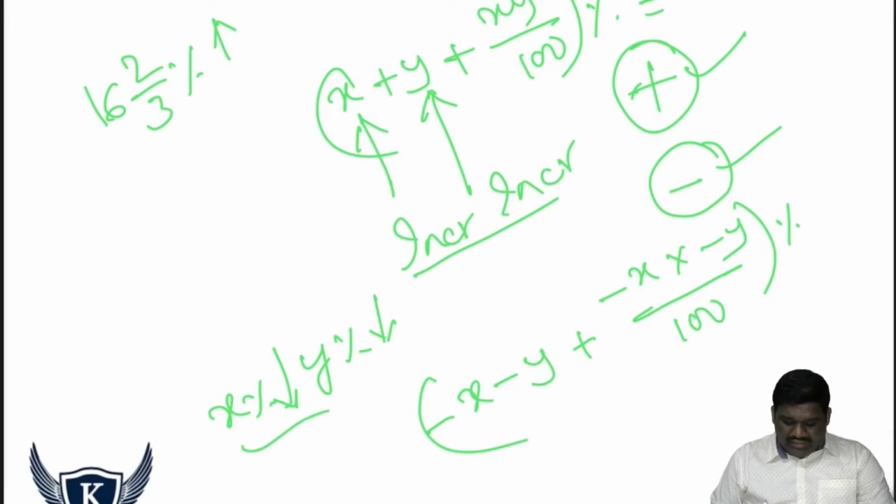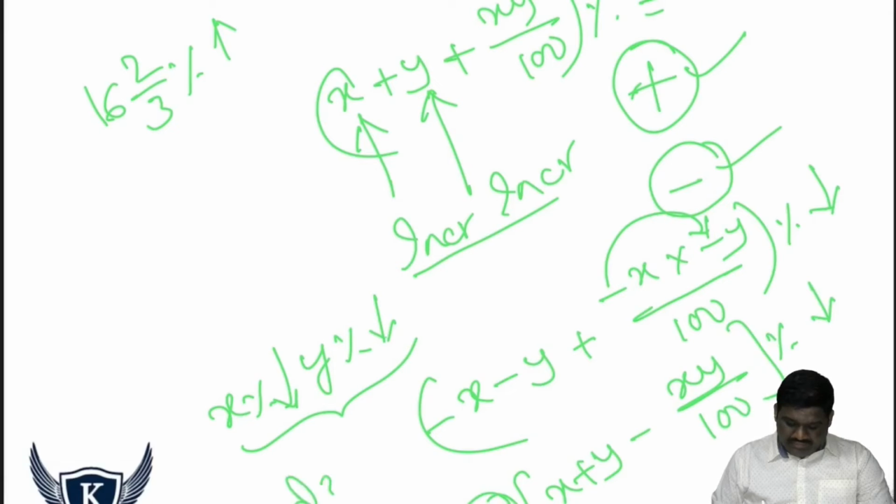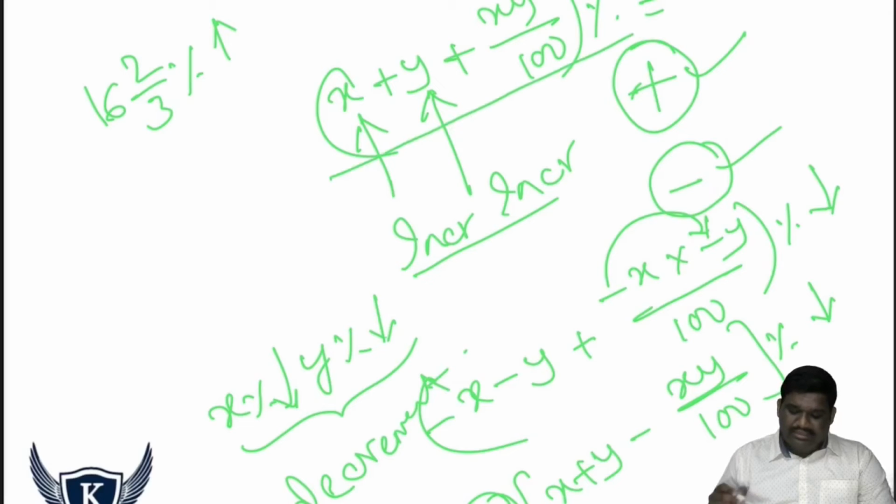You are getting two discounts. That means this is surely a discount. So if I take minus out, it would be x plus y. Minus into minus is plus. So minus xy by 100 percent is the decrement. Negative symbol shows decrement, and positive symbol shows increment.